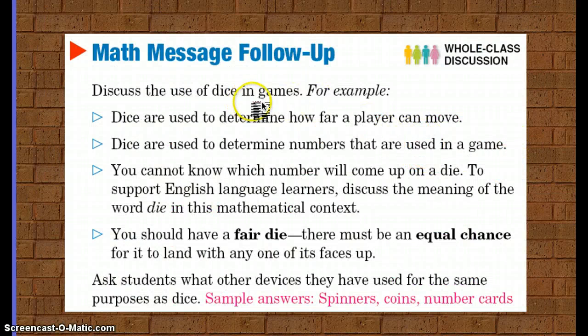So, dice often are used in games. They determine how far a player can move. They're used to determine numbers that are used in the game. You cannot know which number will come up on a die. Meaning that if you roll the die, what numbers are on that die? The numbers 1, 2, 3, 4, 5, 6, or dots representing that number. You should have a fair die. There must be an equal chance for it to land with any one of its faces up.